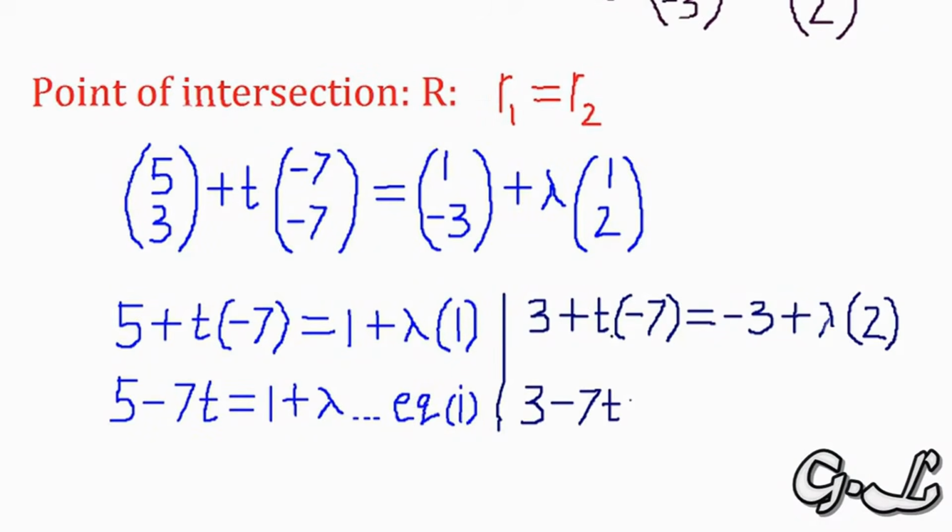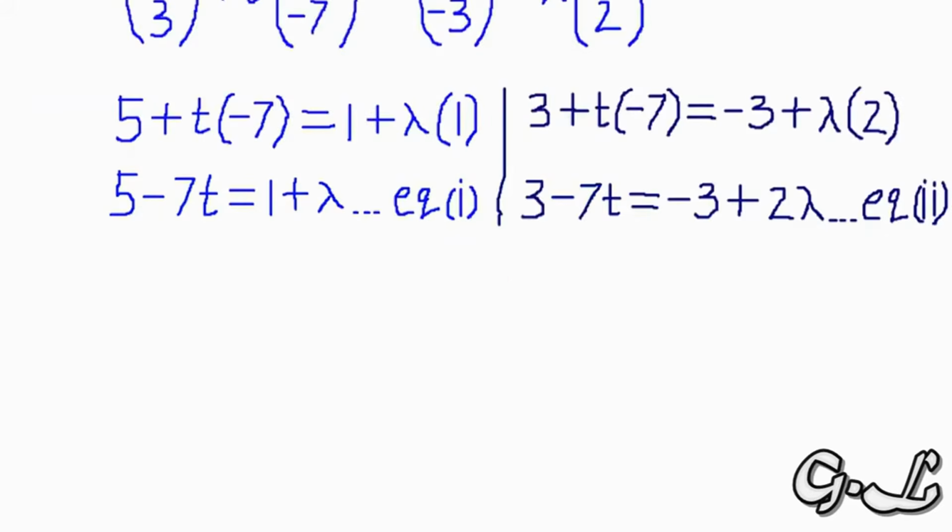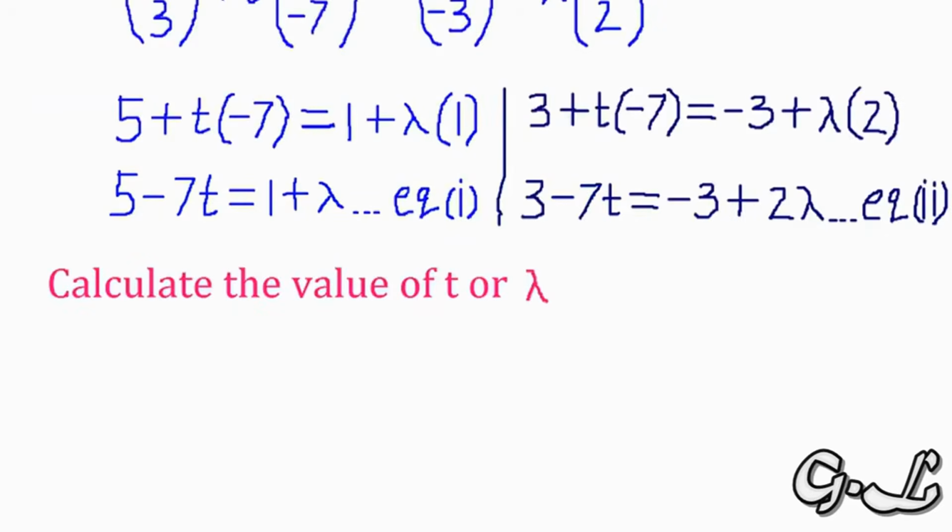So now we're going to consider the simplification and the calculations. When you say t times -7, it is going to give you -7t, and that is equal to -3 plus lambda times 2, which gives you 2 lambda. So this is how it is going to be. This is equation number 2.